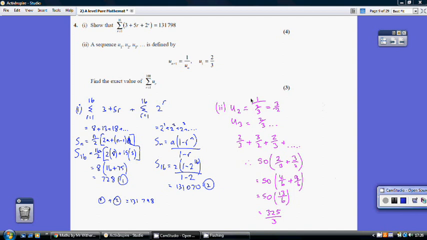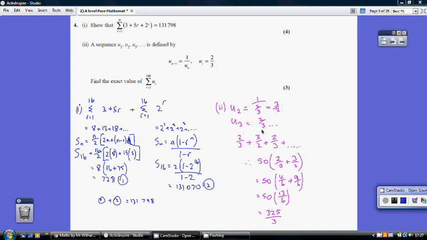So for part 2, let's gather our thoughts. The first term, u1, is 2/3. Now what we're saying here is the next term is 1 over the previous term. So our second term, u2, is going to be 1 over 2/3, which is 3 over 2. And then you can see the pattern evolving. Our third term, u3, is going to be 1 over 3 over 2, which is 2 over 3.